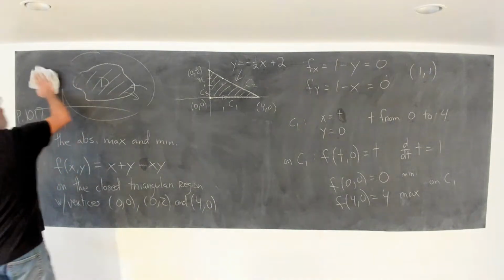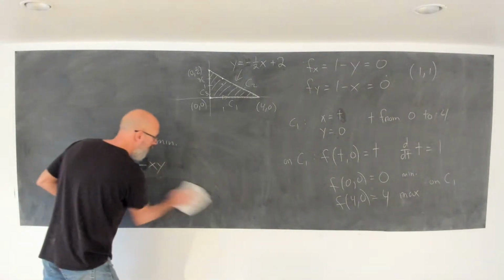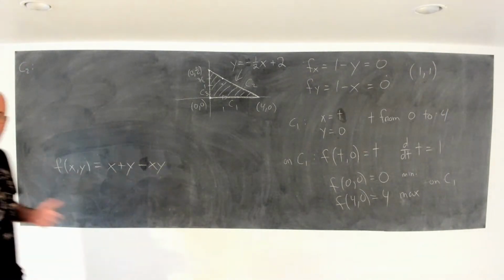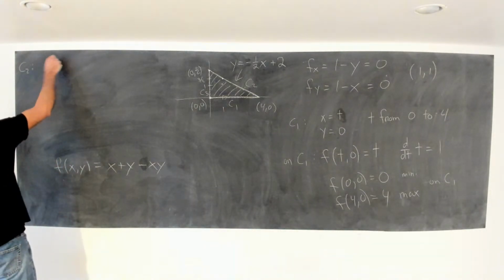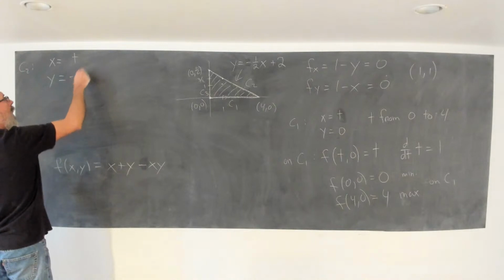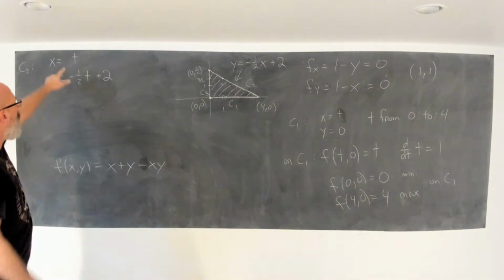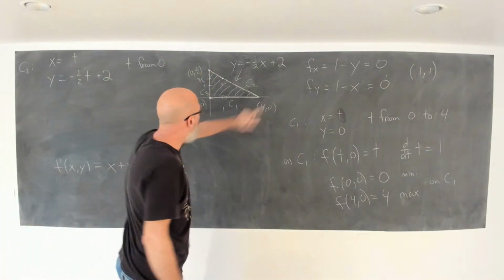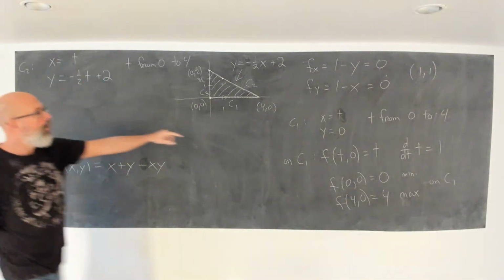Repeat. On C2, C2 has this line as equation. So let's describe it in parametric form. X is t, y is minus 1/2 t plus 2. And we want to describe just this line segment. So t is going to go from 0, when t is 0, you're at this point, all the way to t equals 4. When t is 4, you're at the point 4, 0, exactly there.